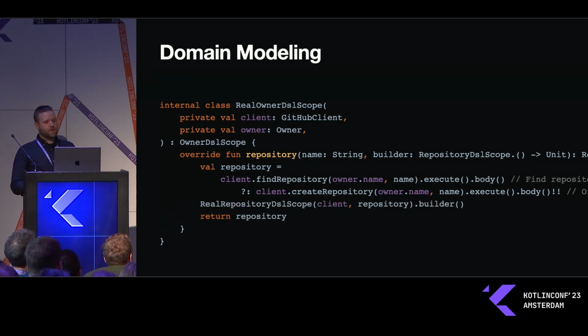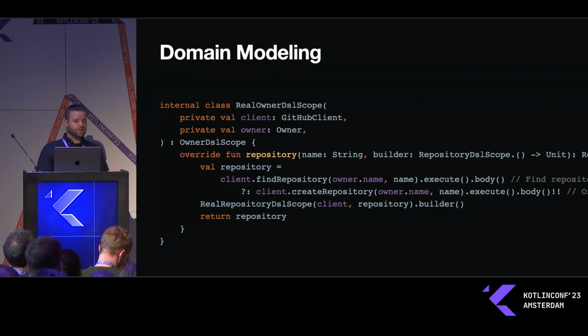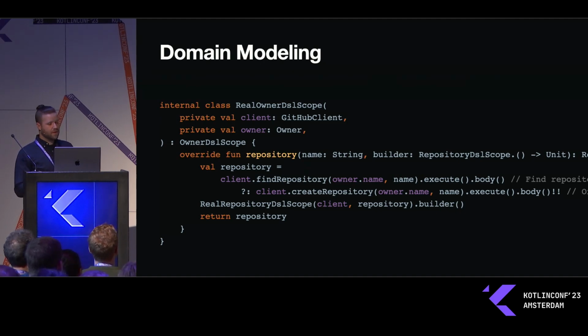Once we have that repository, there probably exists, or we'll need to implement, some real repository DSL scope that we will then instantiate, passing through the client that we're using for all of this, passing it the repository that we've just created or found, and then calling the builder function on it. And this achieves that nesting that we have within the DSL. So once we've implemented all of our real DSL scopes, we know that once the real owner has its repository function called, it's going to call the real repository, and then you'll have the same functionality for issues and pull requests.